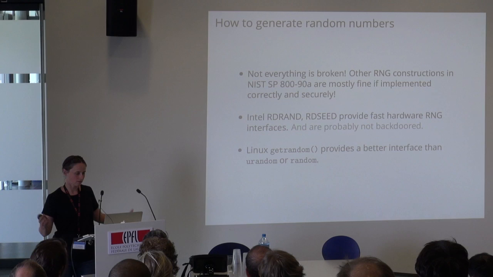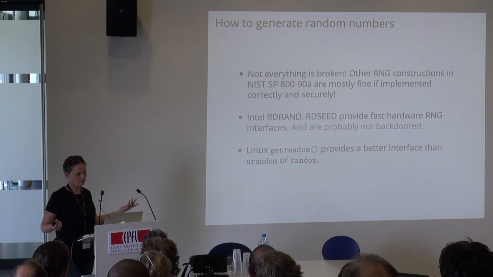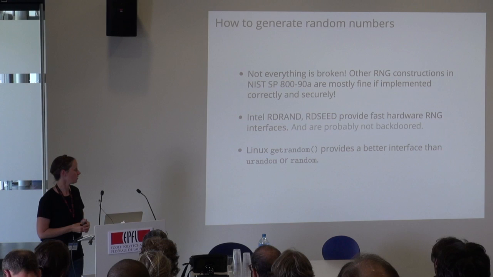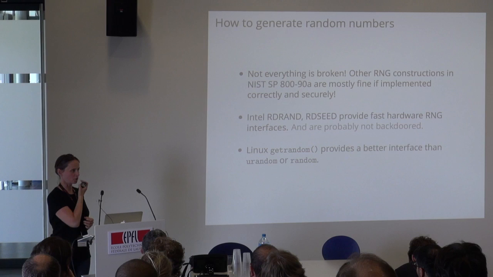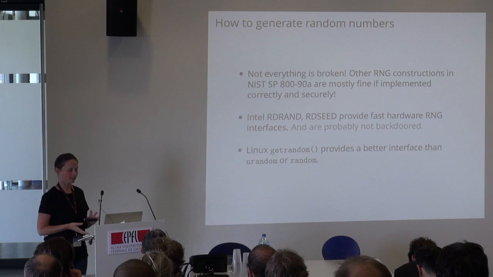As far as we know, Intel several years ago implemented a fast hardware random number generator interface that provides multiple calls to get hardware outputs. As far as we know, it's not backdoored and it's very fast. And then, as I said, Linux has provided a better interface than the default random number generator interfaces for random number generation. So that's all I have, thank you.